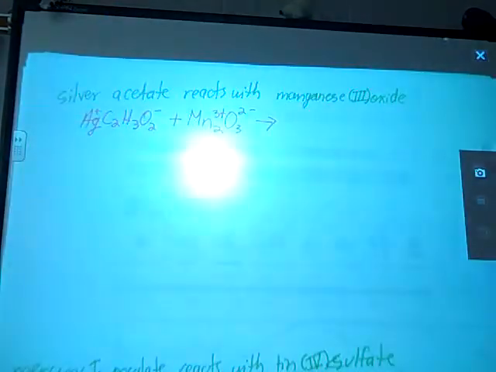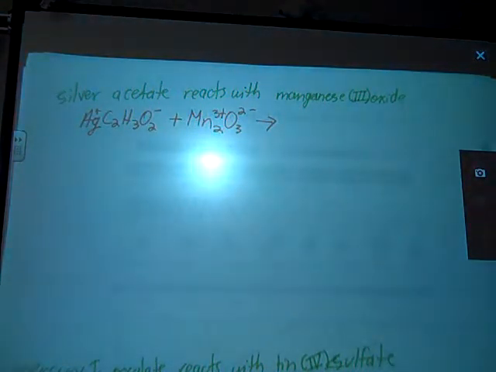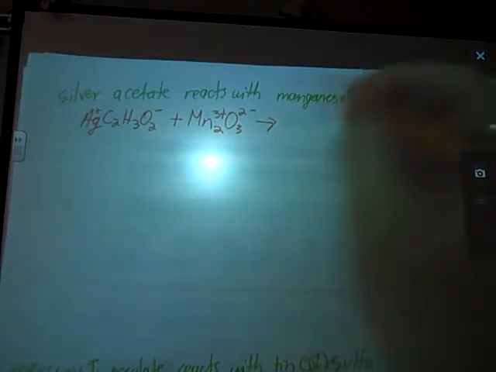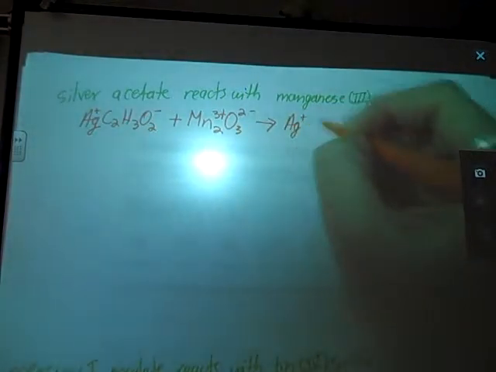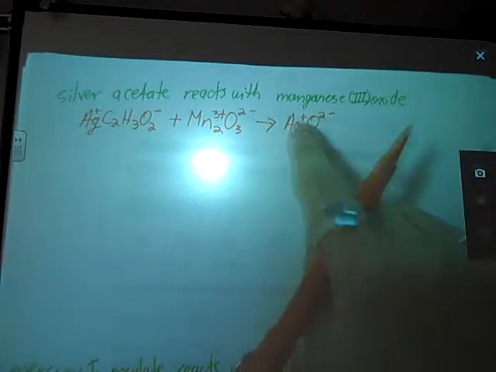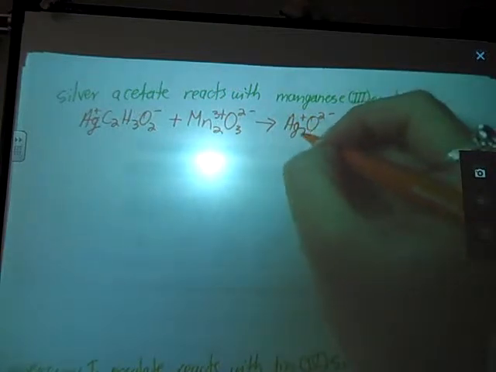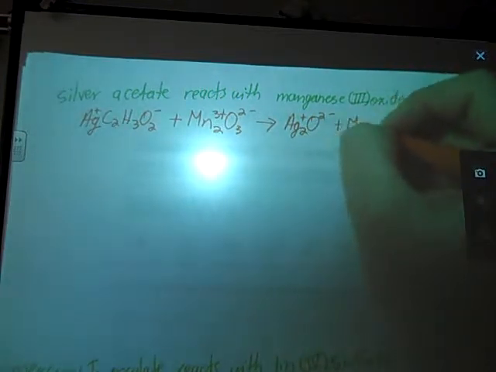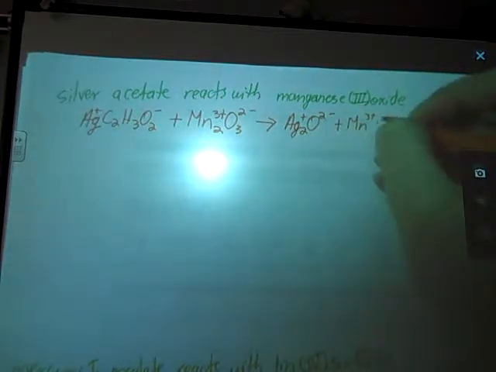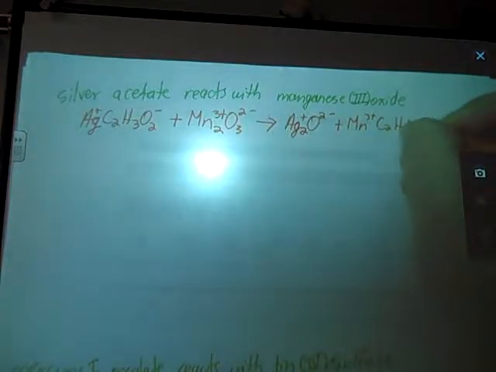Double replacement reaction means we're going to do-si-do. All of my ions are going to switch. So my silver now goes with my oxide. Whoa, that doesn't equal 0. My manganese is now going to go with my acetate. Whoa, that doesn't equal 0.